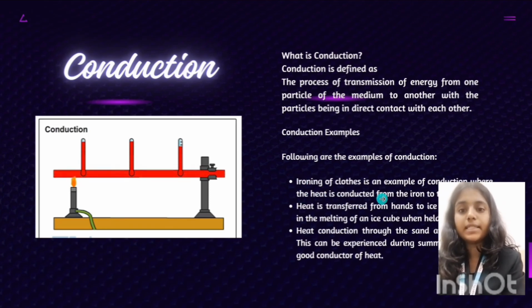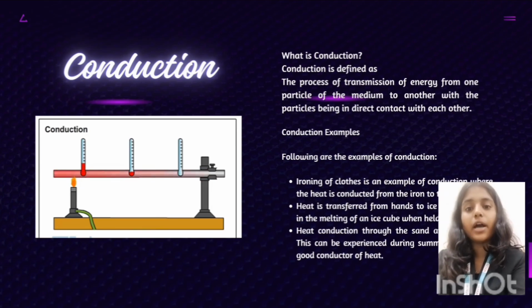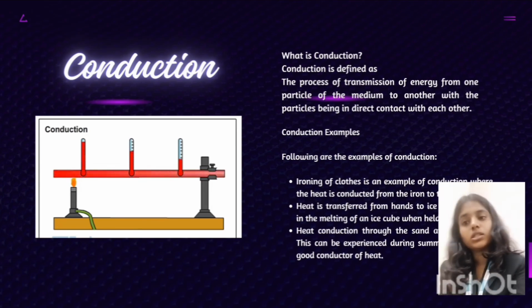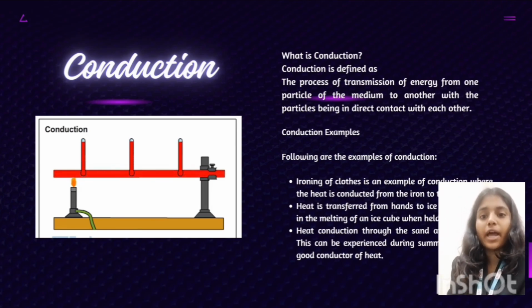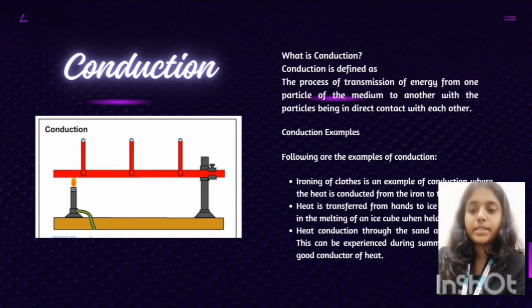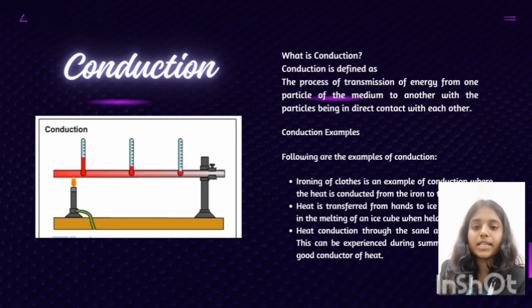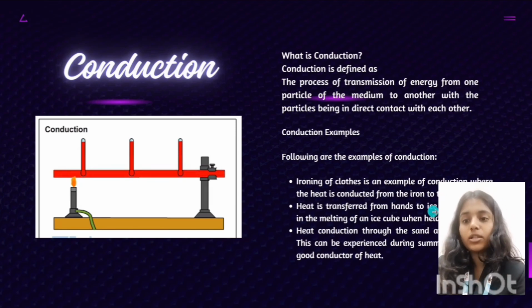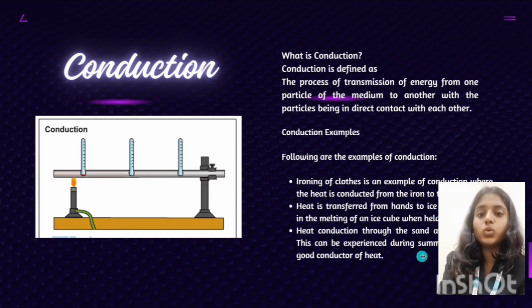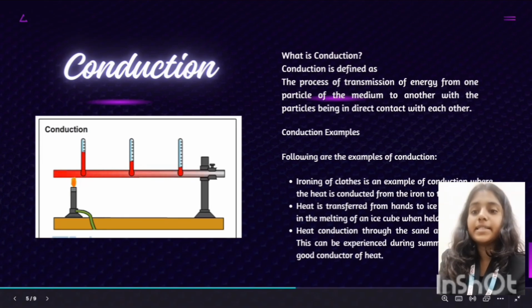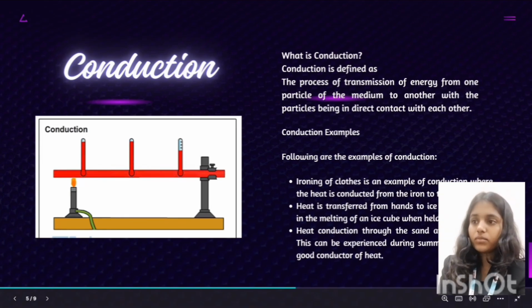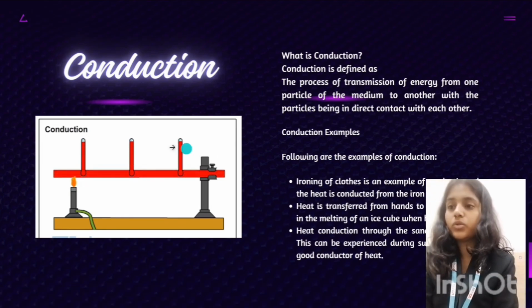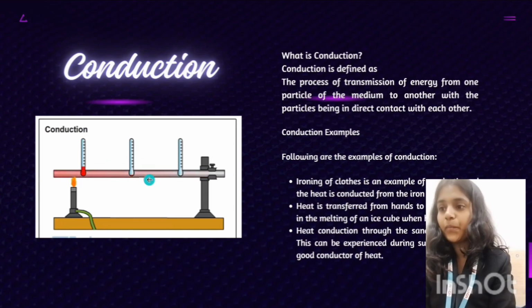Ironing of cloth is an example of conduction, as heat is conducted from the iron to the clothes. Heat is transferred from the hand to an ice cube, resulting in the melting of the ice cube when held in a hand. Another is heat conduction through the sand at the beaches. This can be experienced during the summers. Sand is a good conductor of heat. You can see this animation.